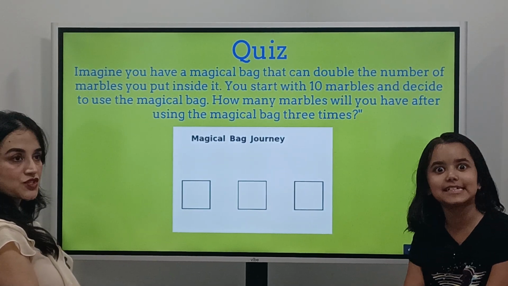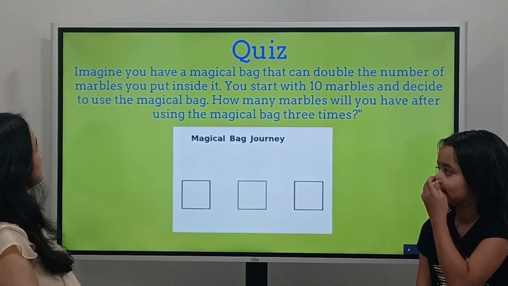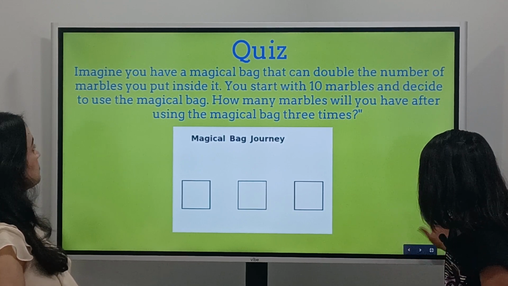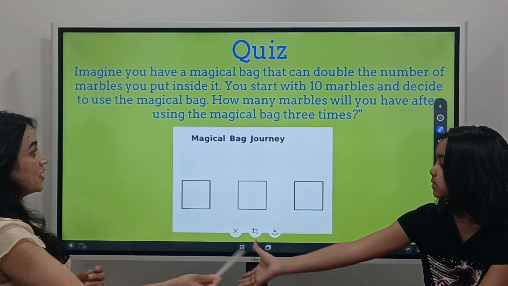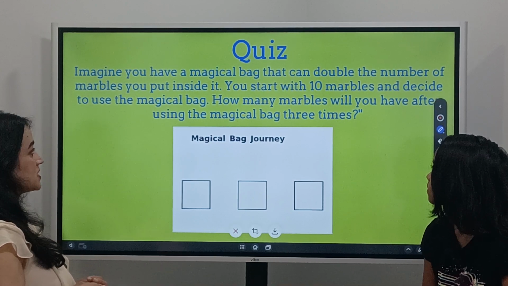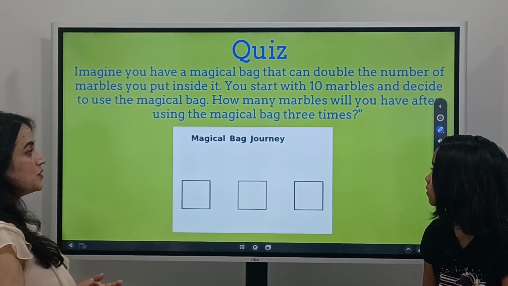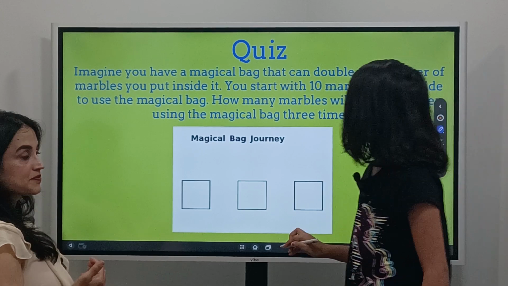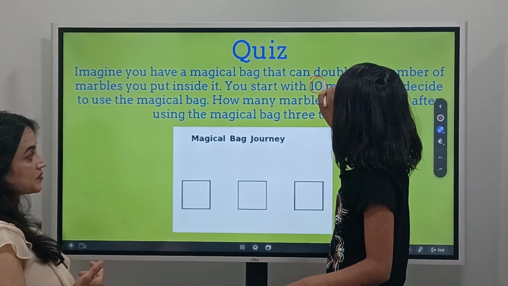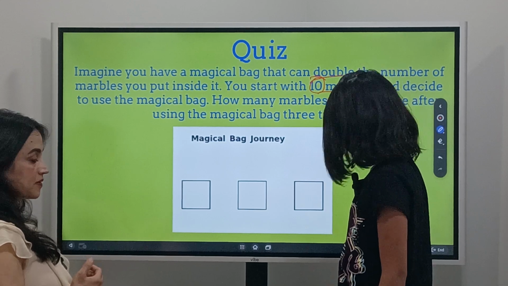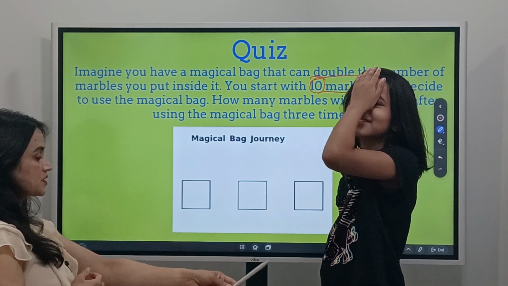Now for the last quiz time. Let's read it. Imagine you have a magical bag that can double the number of marbles you put inside it. You start with 10 marbles and decide to use the magical bag. How many marbles will you have after using the magical bag? So it says 3 times. So it says to start with 10 marbles at a time. Yeah, that's fine.